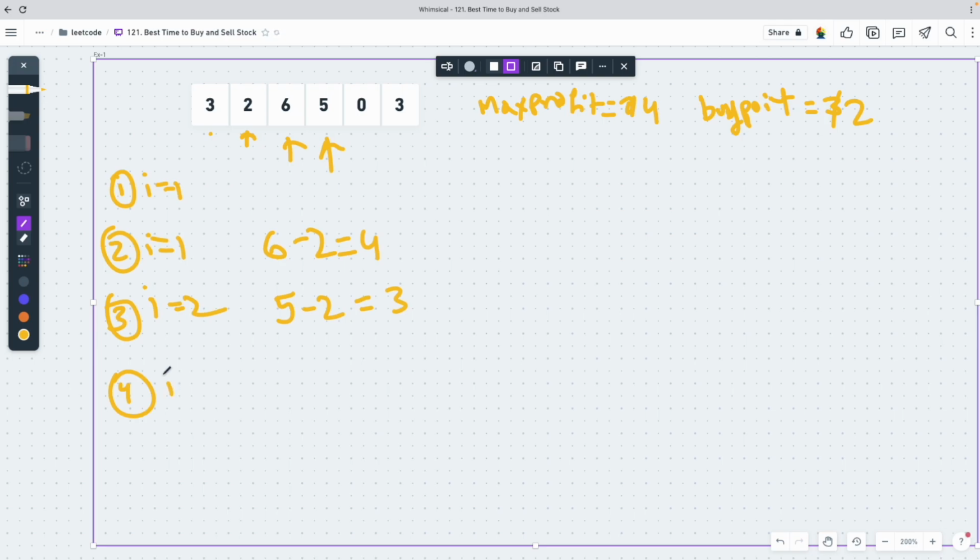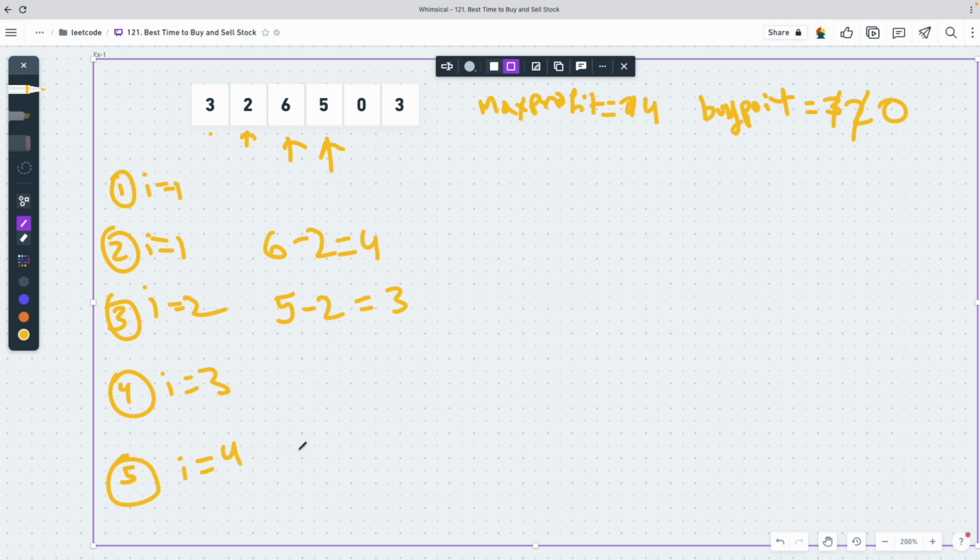Okay. Now in 4, when I equal to 3, our buy point is 2 and the current value is 0. Can this be the new buy point? Yes, it is lesser, so it can be. So our buy point becomes 0. Okay, it's a buy point, so we can't sell at the same value.